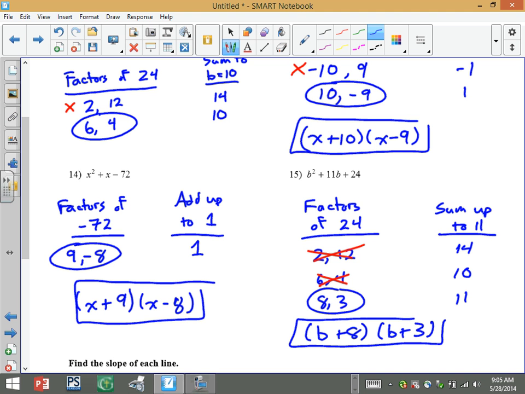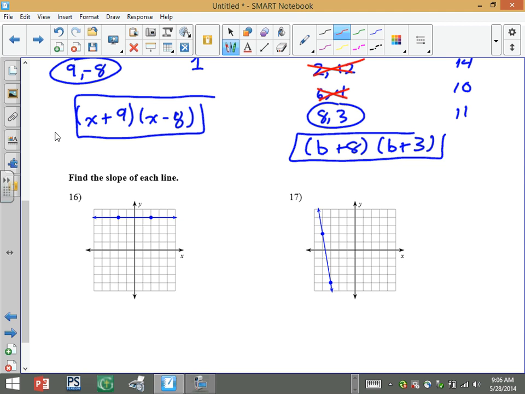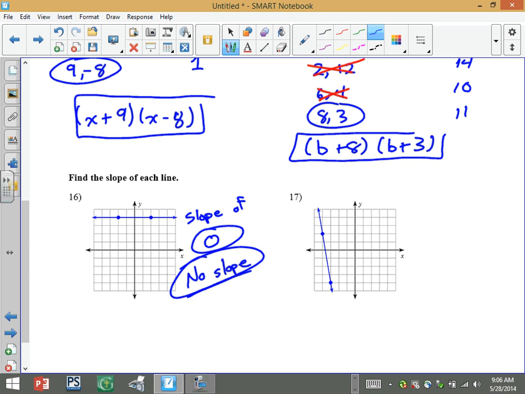So, factoring your trinomials into binomials, remember, you want the factors of the last term, that c term, like in number 15, it's 24, that add up to the middle term, which is 11. All right, the next thing we looked at, make sure we're good with slope. Since this is a horizontal line, this has a slope of 0. Or you could also say no slope for a horizontal line. Either one of those would work, 0 or no slope.